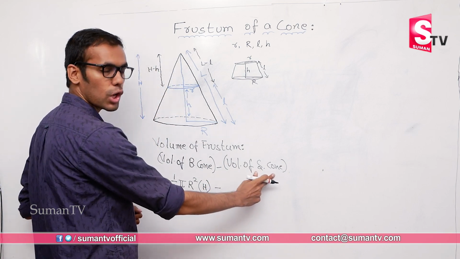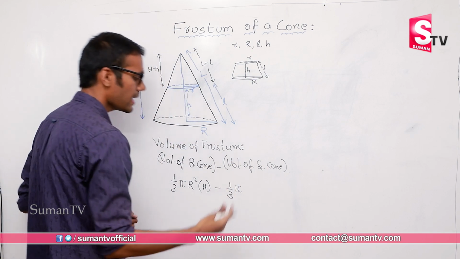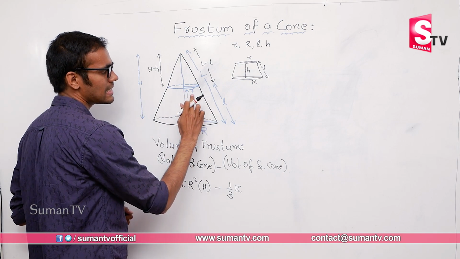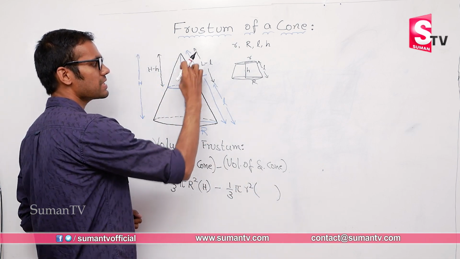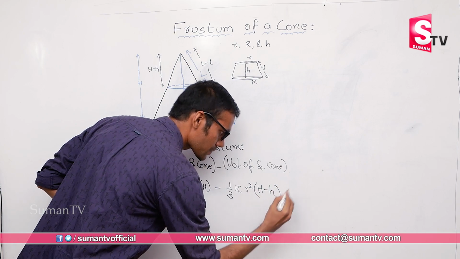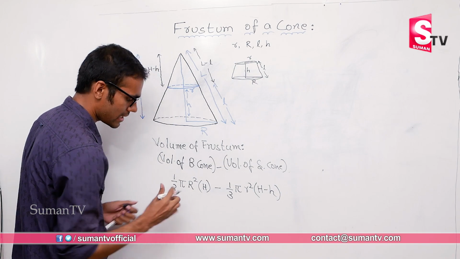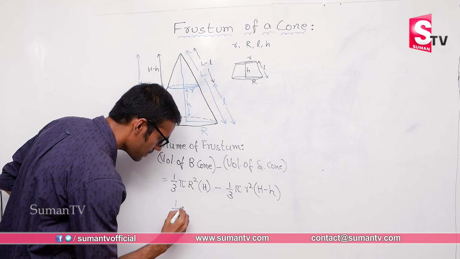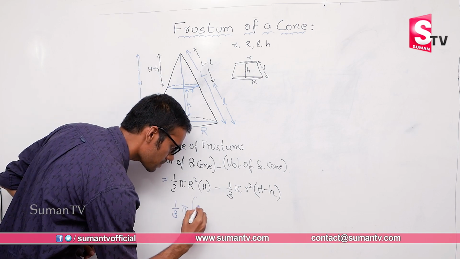Minus the volume of the smaller cone. This is important now. So minus 1 by 3 pi into the radius of the base. The base radius is small r, so small r square, into the height of the smaller cone, which is capital H minus small h. Now we will try to simplify these terms. So 1 by 3 pi can be taken common, and I'll have capital R square h.